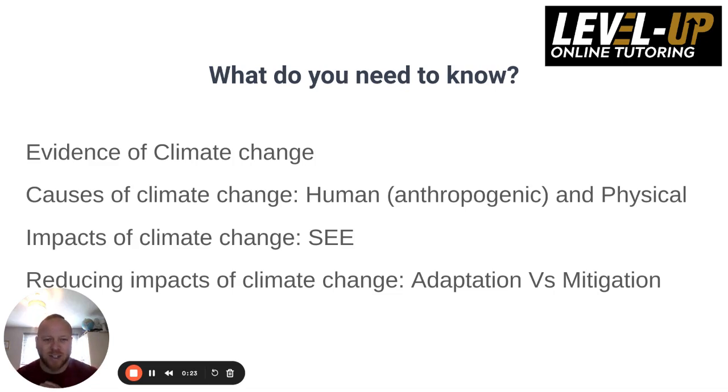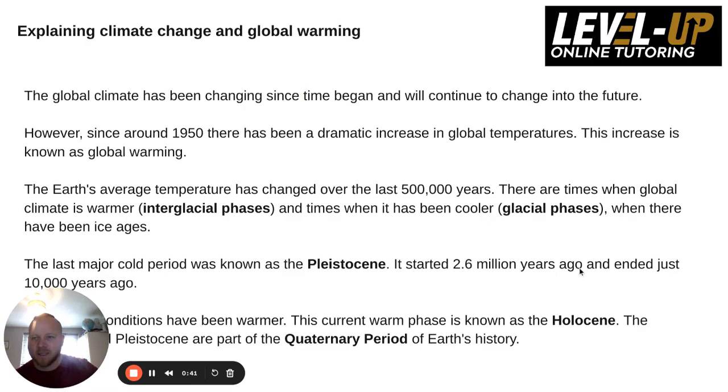Causes of climate change, both human, or better word, anthropogenic, and physical, which means natural. Okay, it's not just people that are causing this to happen. There are natural causes, and that's my dad's argument. Impacts of climate change in terms of the social, economic, and environmental impacts, and then what are we doing about it? Adaptation versus mitigation.